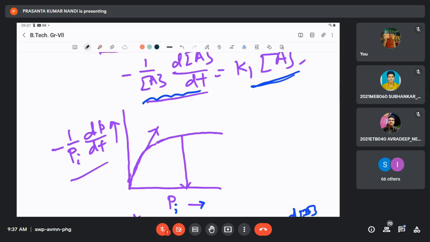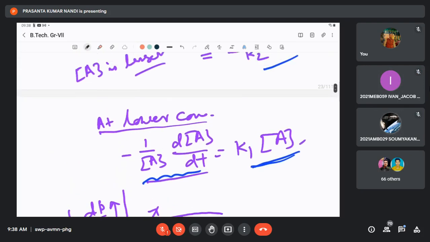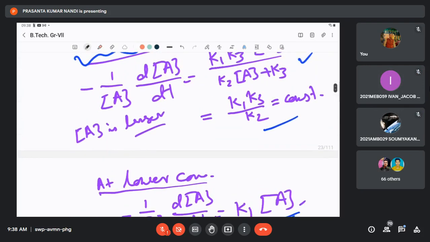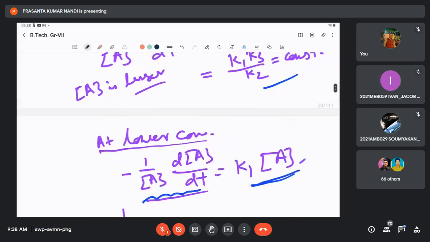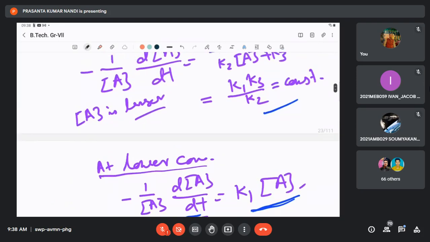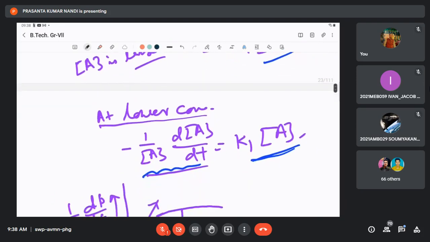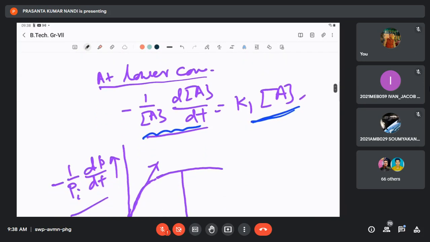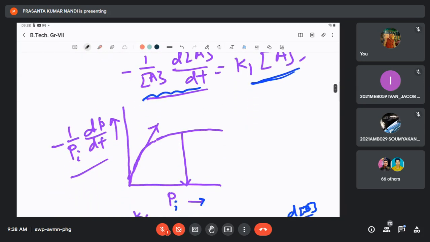Can you guess what should be the order? Can you remember? What does it indicate, just initially, the tangent that we draw here? What does it mean? Can you guess? Zero order. Yes, zero order. If we write it in this form, just like it is constant, linear. You see, k1 is. So that's why you get this plot at the lower concentration region.